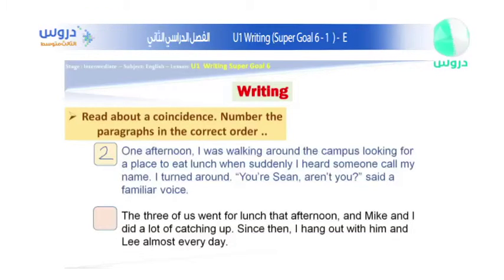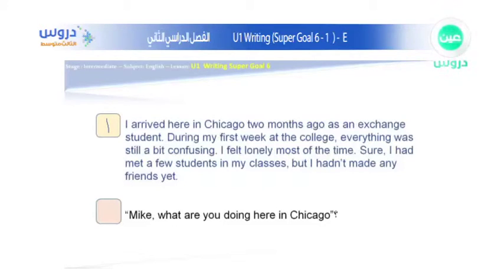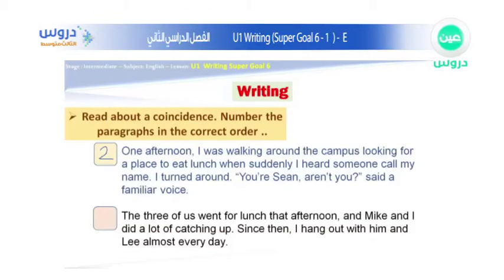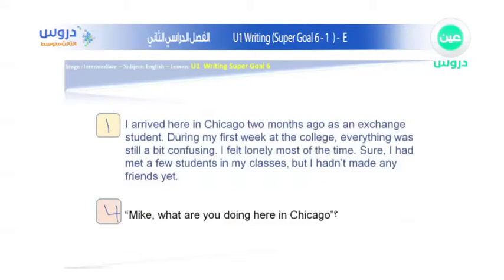Excellent. It took. Very good. This is number 3. Number 4. Mike. This is number 4. Okay, if you want me to go back. We said this is number 4. Okay, and this is his cousin Mike. After that, Mike, what are you doing here in Chicago? So this is good. Number 4. What about number 5? Yes, number 5.